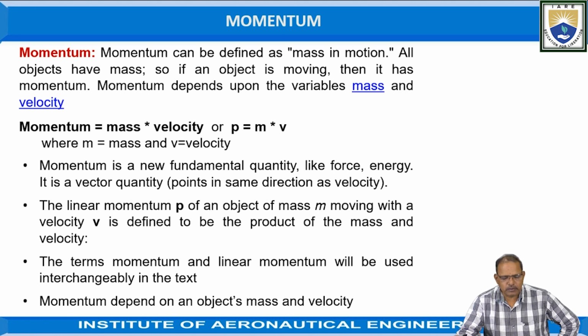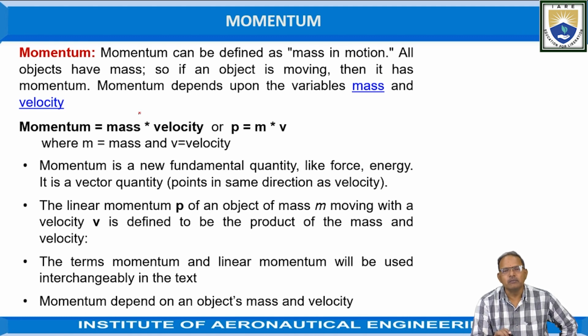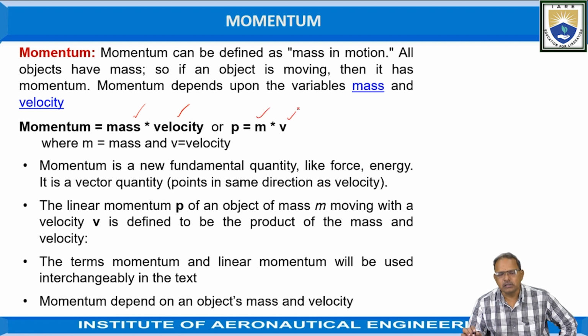Generally, here the momentum is nothing but the product of mass and velocity of the body. It can be defined as mass in motion. All objects have mass, so if an object is moving, then it has momentum. The momentum depends upon the variables mass and velocity. Hence, momentum is defined as mass in motion, which is equal to the product of mass and velocity. It can be written as the equation P is equal to M into V.